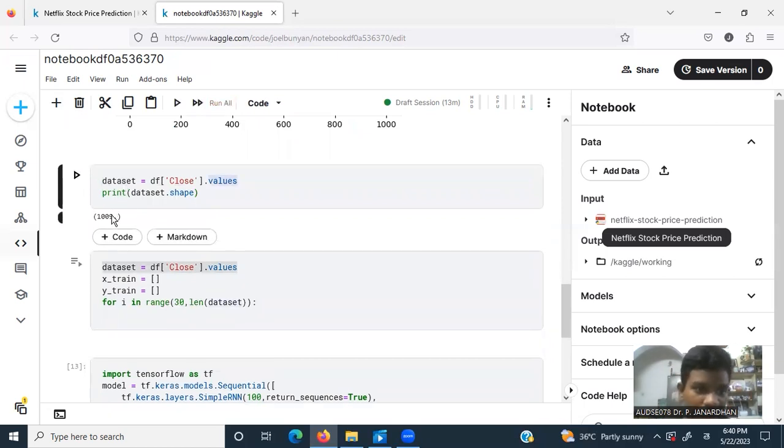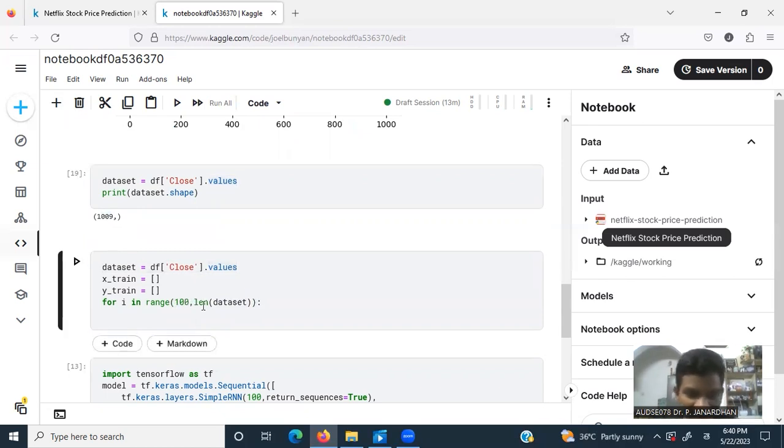Yeah, we have 1009 values. So let's say 60, or let's say 100. I didn't think we had that many values. All right, let's say 100. From 100 to the length of the dataset, I'm going to append this value. So I'm going to say xtrain dot append. What we're going to append, from the dataset, is the element from i minus 60, or i minus 100.